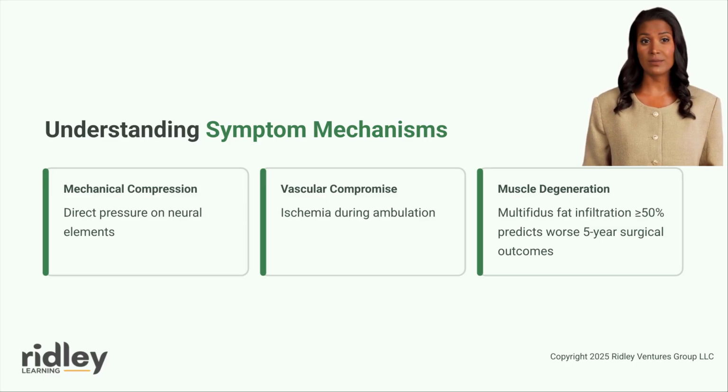These findings suggest that paraspinal muscle quality may influence both stenosis progression and treatment outcomes, providing a potential target for rehabilitation interventions.